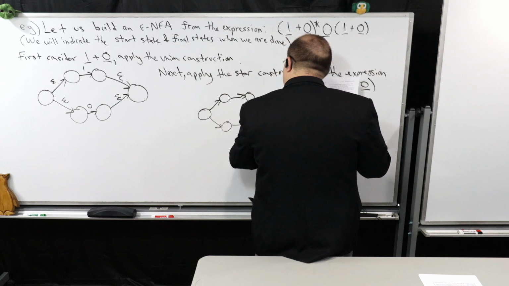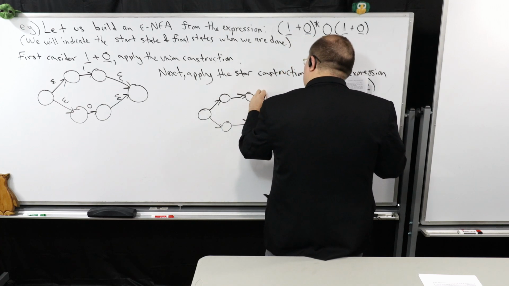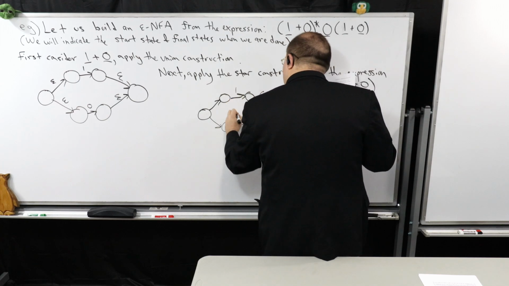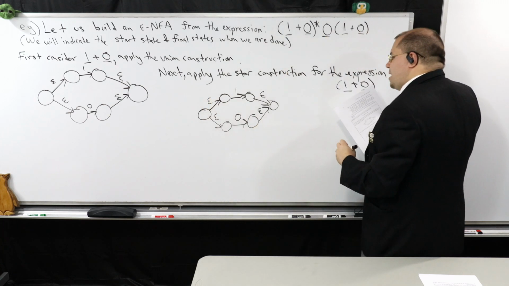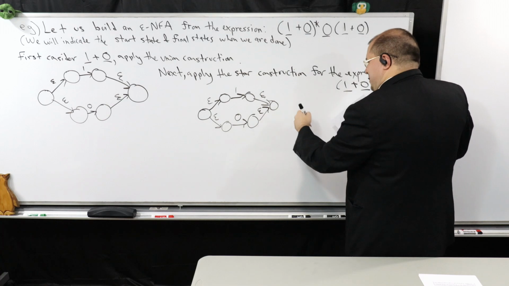So I have epsilon, epsilon, 1, 0, epsilon, epsilon like this. That epsilon's looking a little sad there.